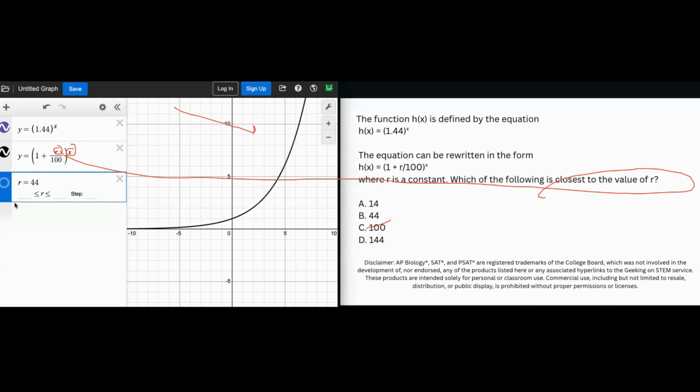If you wanted to double check the other answers to see if they're incorrect, you could see 14 here. It's too varied from that. Or if I type in 144, which is answer D, too varied. So answer choice B is the best answer, 44, because it superimposes on top of each other. So the best answer here is again B.